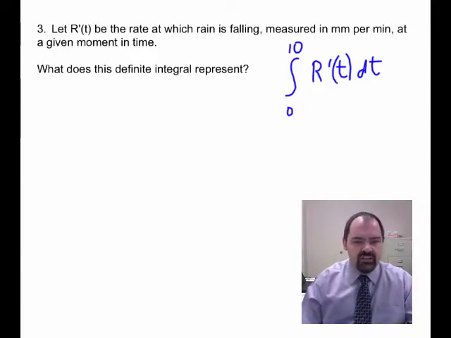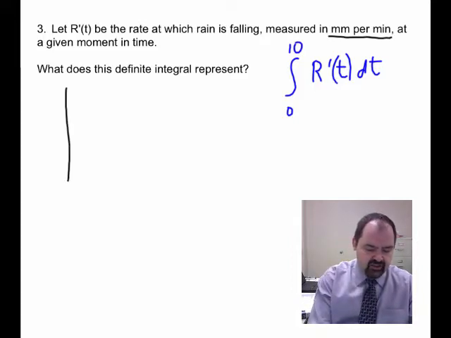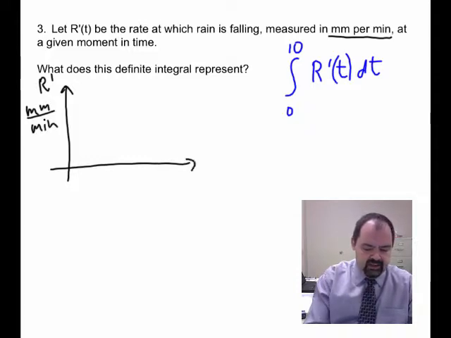Alright, let's look at one more example with respect to this. This time we have r prime of t, which is the rate, an instantaneous rate, at which rain is falling in millimeters per minute. So right away, just to look at this in a variety of ways, if this is my derivative graph, my r prime graph, it is measured in millimeters per minute, and time here is in minutes.